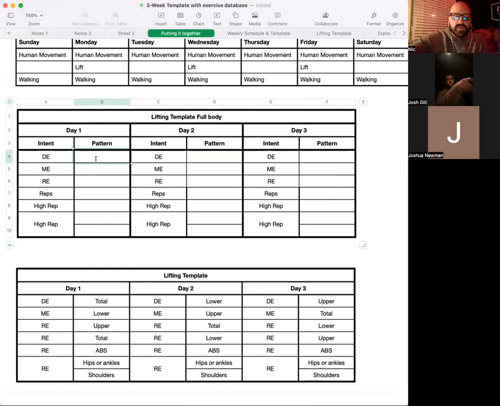So this could be a vertical jump. I'm going to do a front squat for max effort. For upper body, I'm going to do dumbbell row. Total body can be an RDL. High rep spine, this could be lateral flexion. And then high rep, whatever.